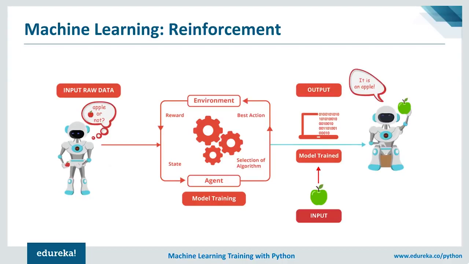In this image, you can see that the machine is confused whether it is an apple or not an apple. Then the machine is trained using reinforcement learning. If it makes a correct decision, it gets reward points for it. And in case of a wrong one, it gets a penalty for that. Once the training is done, the machine can easily identify which one of them is an apple.